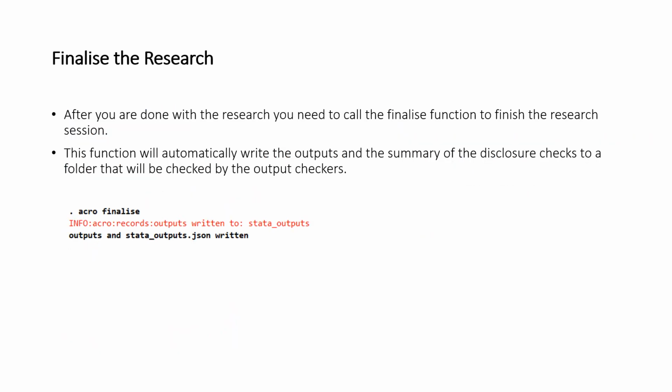After you are done and happy with the outputs, you should call the finalize function and pass the directory name and the format of the output, which could be either JSON or Excel. The default is JSON. By calling this function, you don't need to manually organize your results in a folder, as this function writes the outputs and summary of the disclosure checks to a folder that contains everything the output checkers need to make the decision.